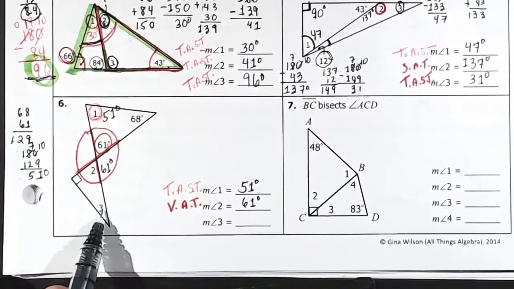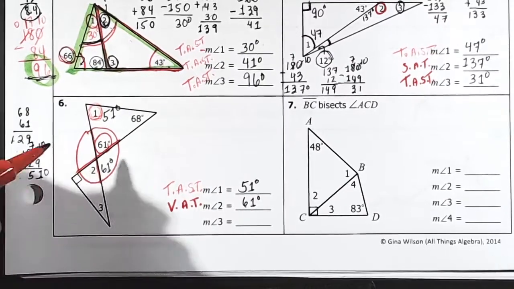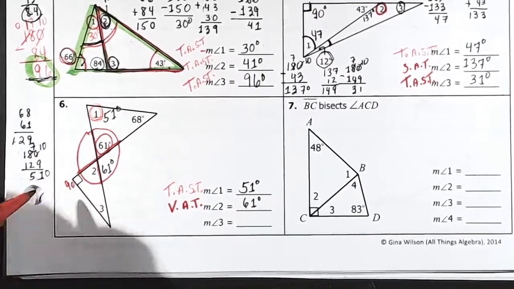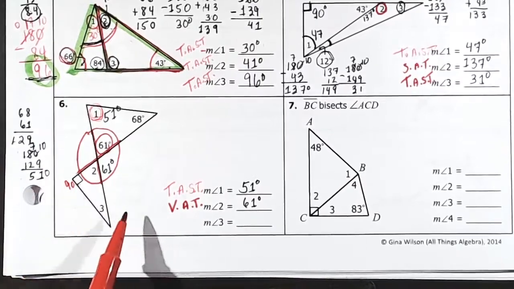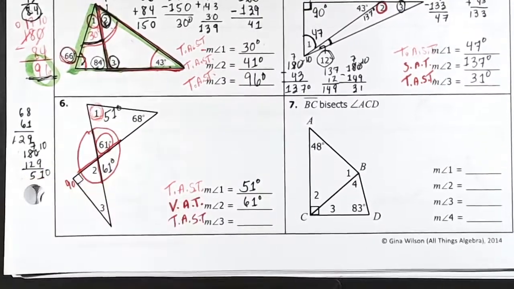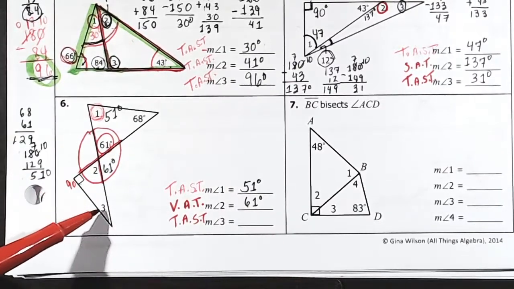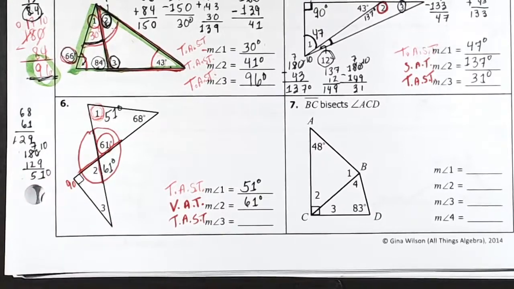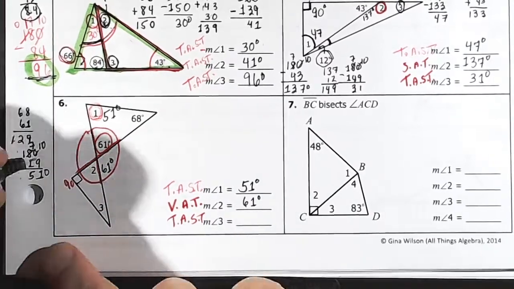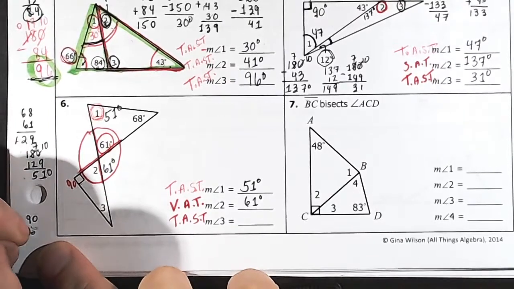Now, for the measure of angle 3, because now we know angle 2, and we know this over here is 90 degrees, we're going to apply the Triangle Angle Sum Theorem, TAST, to figure out what angle 3 is. So I have to add 90 and 61. Let's do that. We're running out of space here. 90 plus 61.